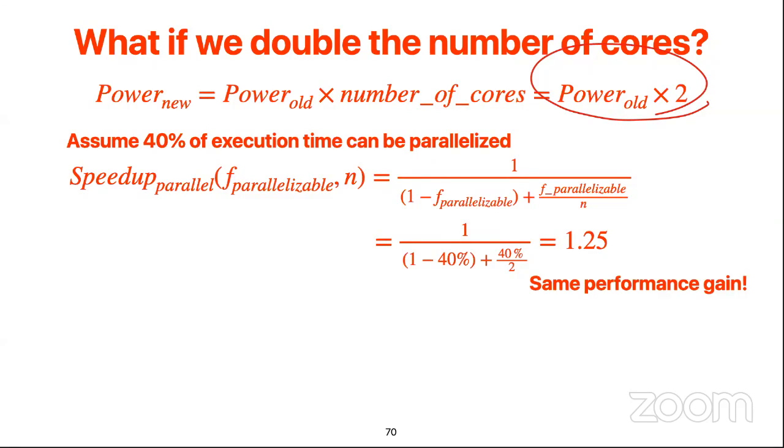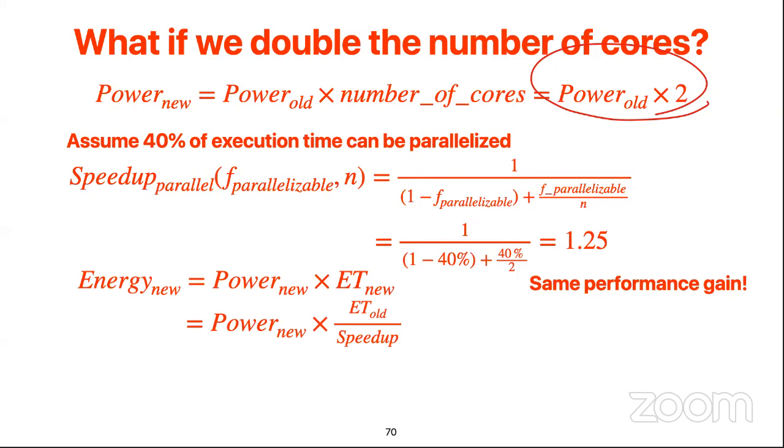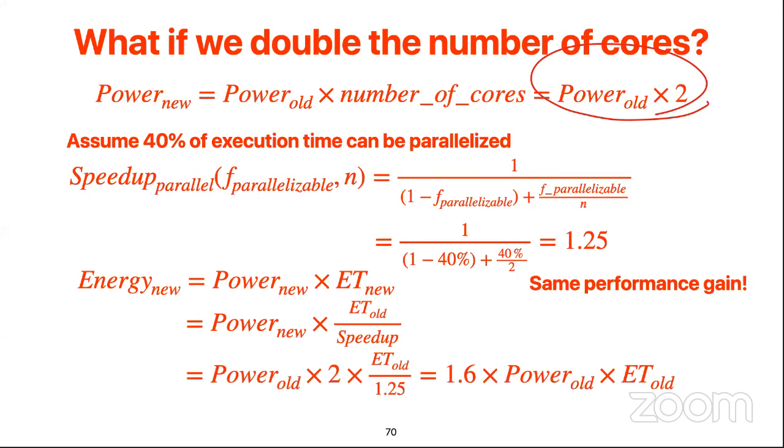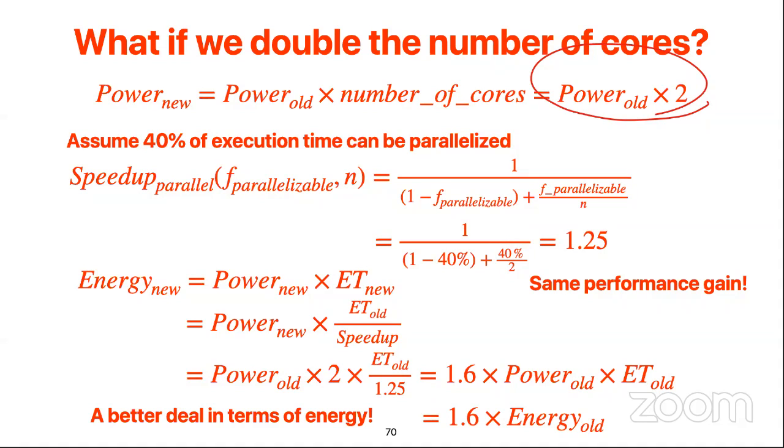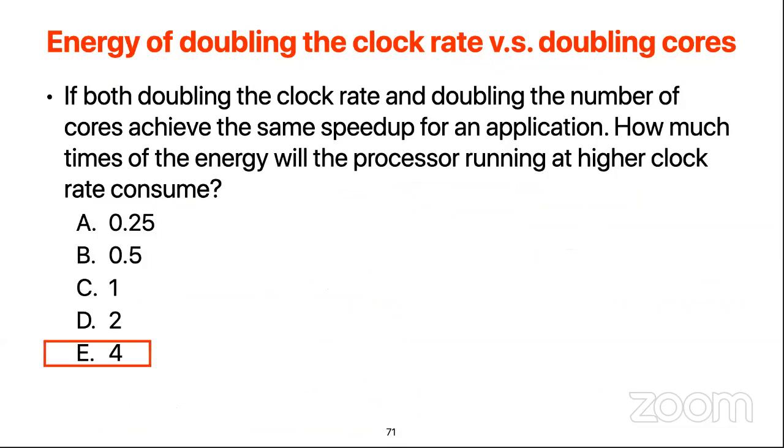And if you put that into the energy equation, you'll figure out it only makes the energy consumption 1.6 times more, which is 4 times better than doubling the clock rate. So that's why the answer of this question is actually E, 4.